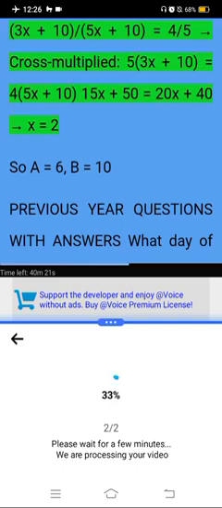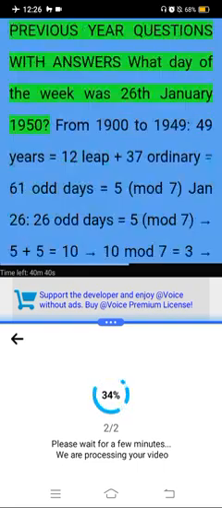After 10 years, (3x plus 10)/(5x plus 10) equals 4/5. Cross multiplied: 5(3x plus 10) equals 4(5x plus 10), 15x plus 50 equals 20x plus 40. X equals 2. So A equals 6, B equals 10.